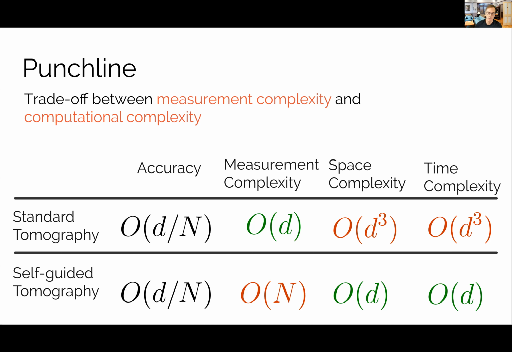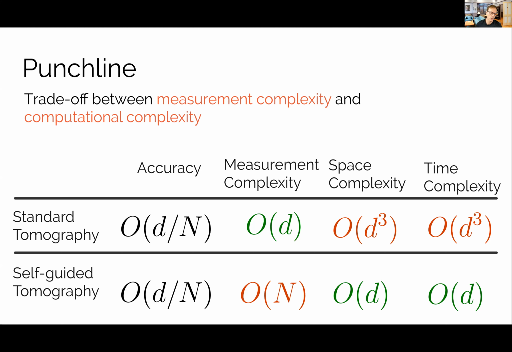When I perform these measurements, I have to store which measurements I'm doing to input into my reconstruction procedure. To store those measurement matrices, those POVMs will require D cubed in space complexity, and at some point I'm going to have to invert a D by D matrix. There are various ways to improve the multiplication and inversion, but if you're going to use any built-in linear algebra solver, you're going to incur time complexity of D cubed as well.